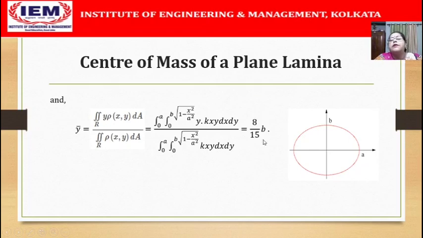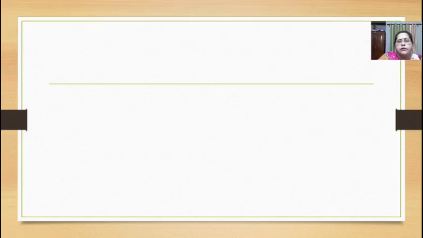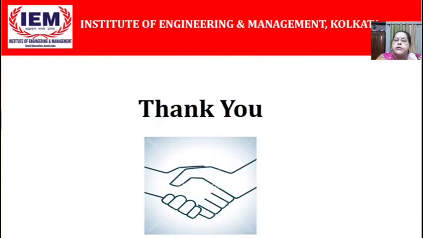Therefore, the center of mass for this first quadrant of the ellipse has the coordinates 8 by 15a, 8 by 15b. With this, we will close today's session, and we are also over with double integrals.